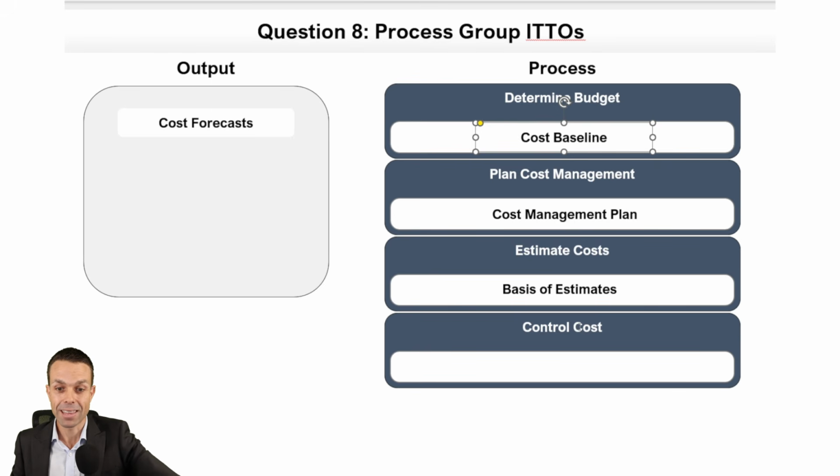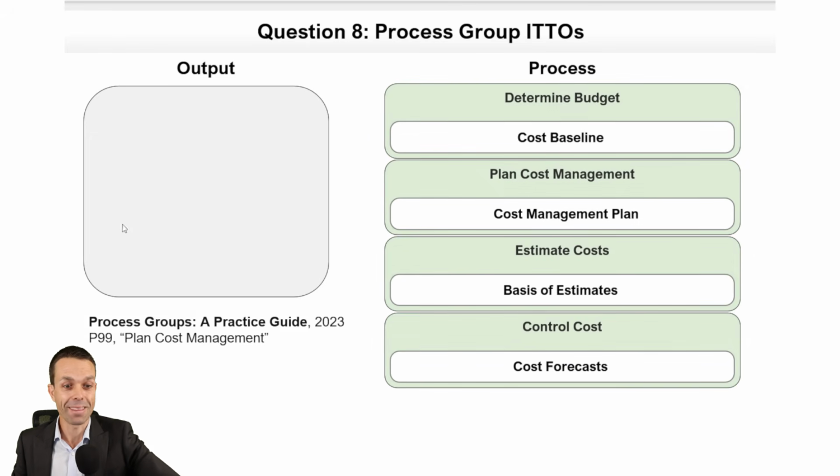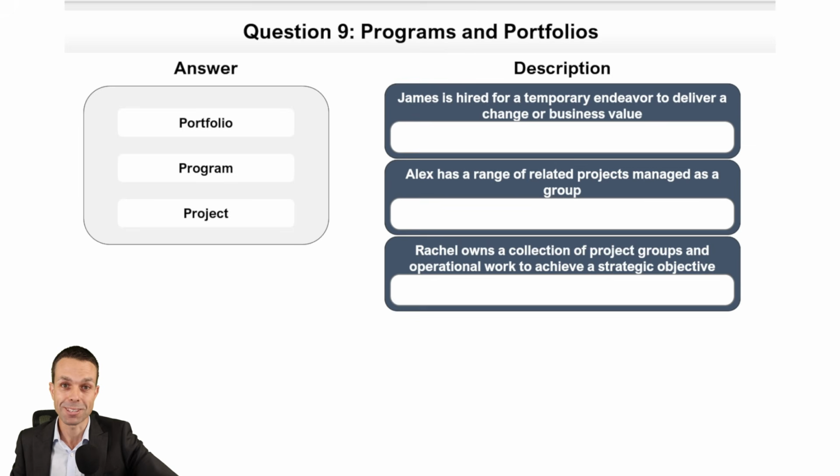Exactly it. That leaves controlling our cost. We're going to need some cost forecasts to control our cost. Let's have a quick check. And there it is under the Process Groups, Plan Cost Management on page 99 there. So nice and easy. Last two in this little section.